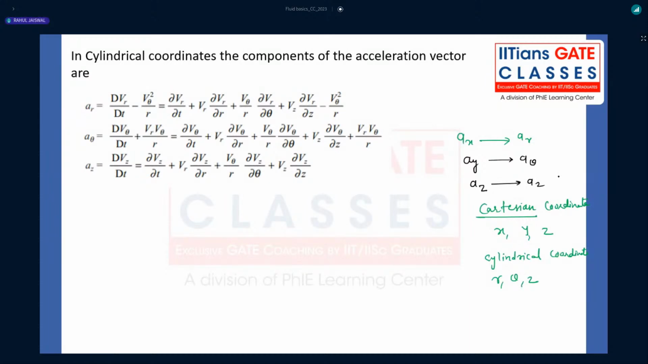If you write the spherical coordinate system, again, that is not included in our syllabus, but in that case r, theta, and phi will come. In the cylindrical coordinate system, it will be r, the radial direction, theta, the angular direction, and z, the axial direction, right?